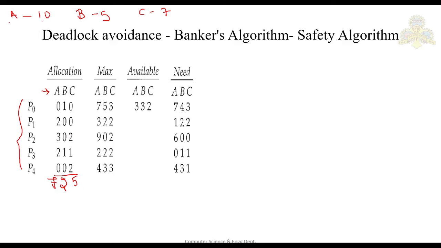Just what you do is deduct this one from the available. 10 minus 7 is 3. 5 minus 2 is 3. Again 7 minus 5, here you have 2. Right? So currently available instances of the resources A, B, C are 3, 3 and 2. Hope this is clear to you.